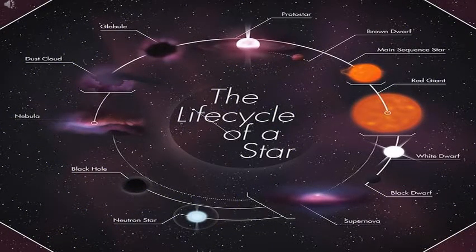Like any other animate object in the universe, a star is born, lives for a certain time, and then finally dies. Stellar evolution is a process by which a star undergoes a sequence of radical changes during its lifetime. Depending on the mass of the star, its lifetime ranges from only a few million years for the most massive to trillions of years for the least massive, which is considerably longer than the age of the universe.